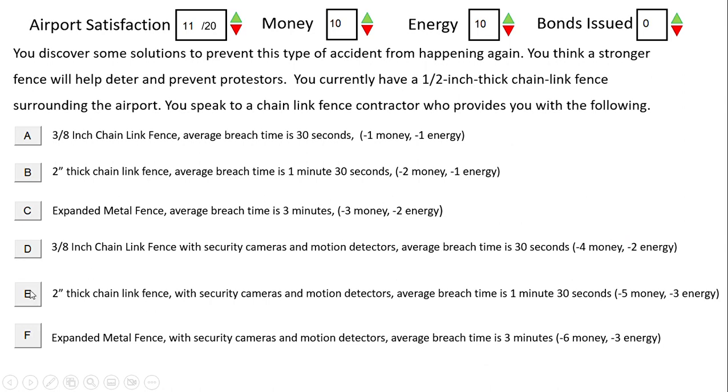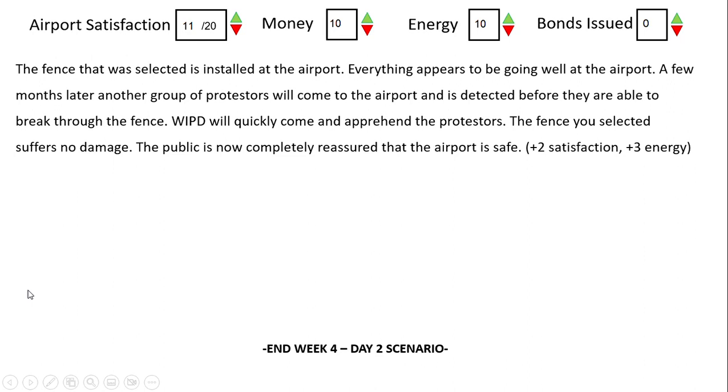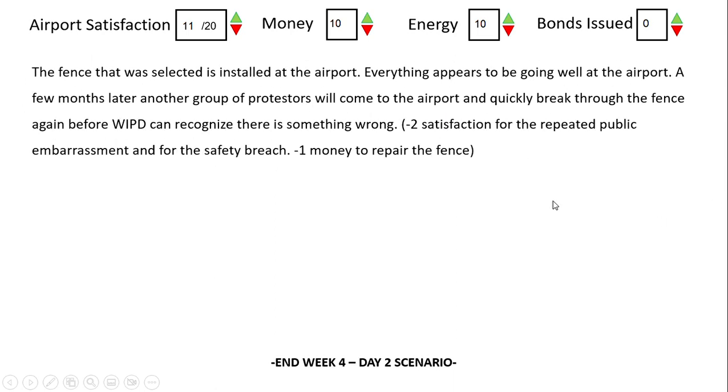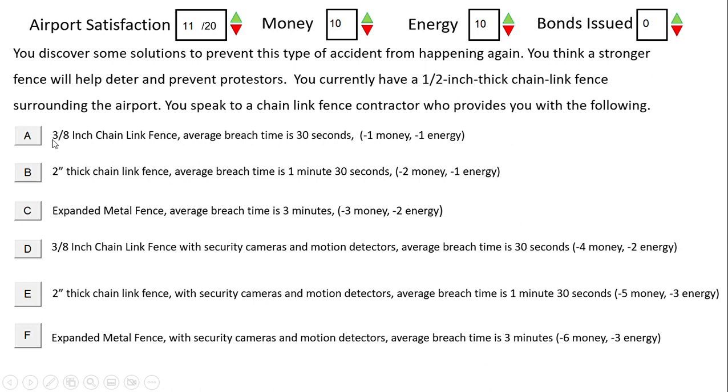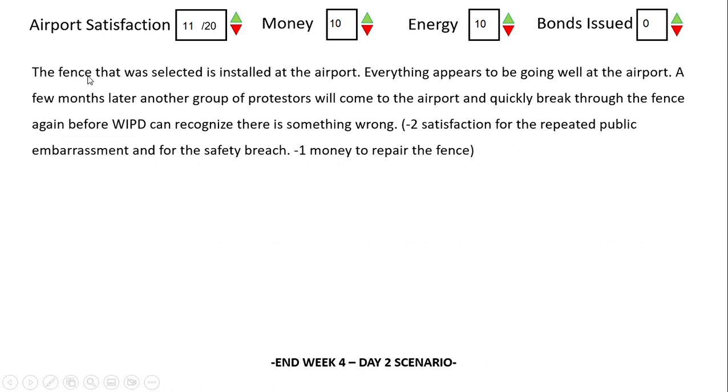Let's pick the 2-inch fence. As you can see, a few months later, protesters will come back again, and we will be successful in preventing it. Now, let's say we picked a 3/8 inch fence. Now, a 3/8 inch fence isn't as thick, and it doesn't look as deterring. In addition, there aren't any video cameras, so this isn't as safe of an option. So as we can see from this outcome, it does not work out very well.